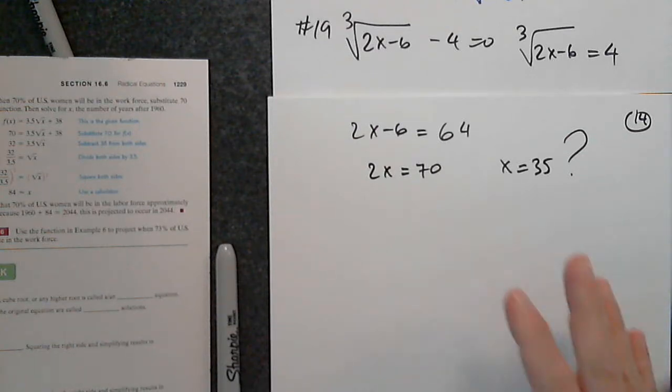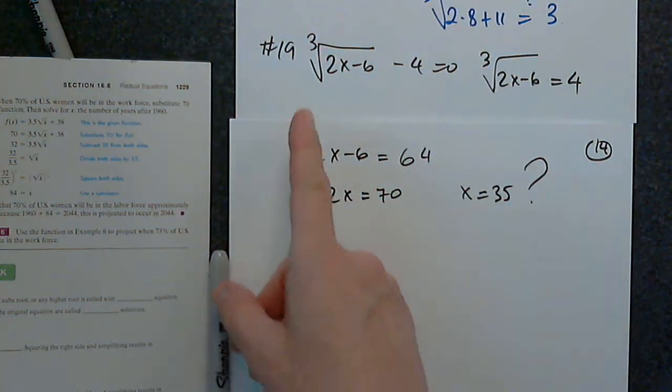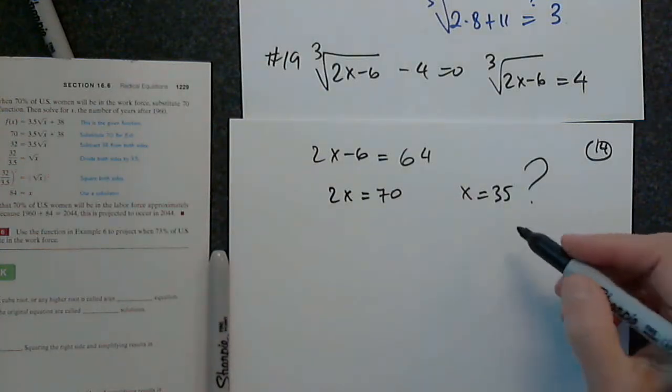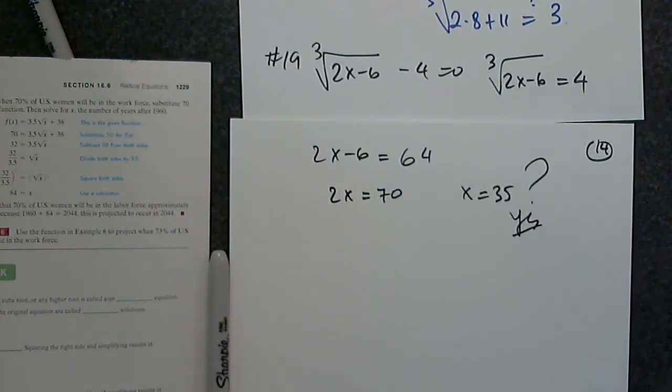I have no idea whether it works or not. I have to go back to the original problem. 2 times 35 is 70. 70 minus 6 is 64. The cube root of 64 is 4, and 4 minus 4 is 0. And I will say definitely yes.